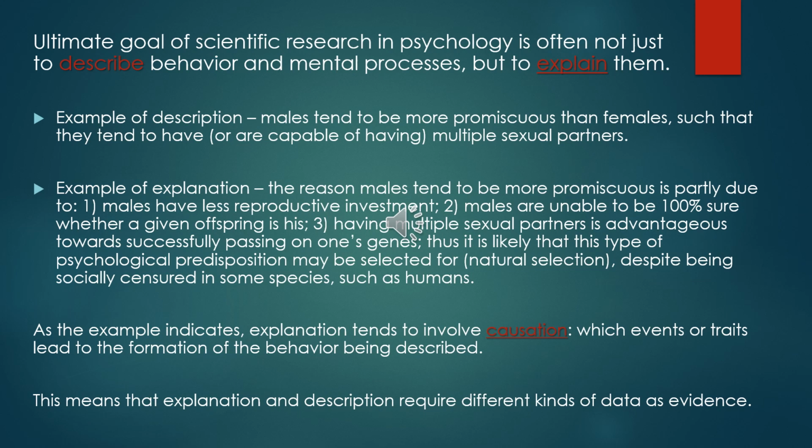So why do we need to talk about this? The key idea is in the last sentence of this slide, which means explanation and description require different kinds of data as evidence to support the claim. If your aim of the research is merely to describe, one kind of evidence is required. But if your goal is to provide explanation, you need different kinds of evidence. That's why we need to talk about this issue.